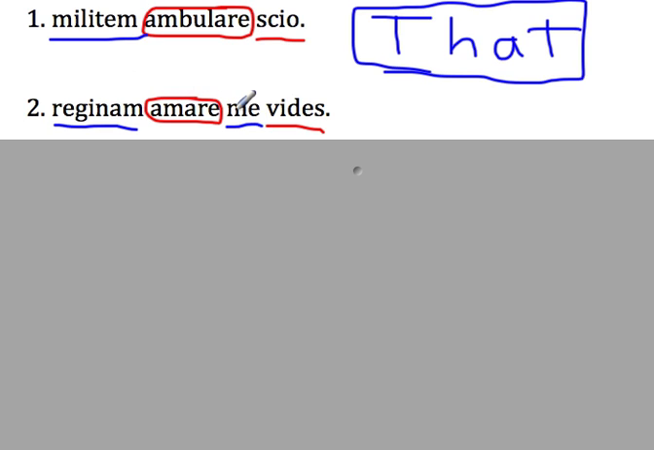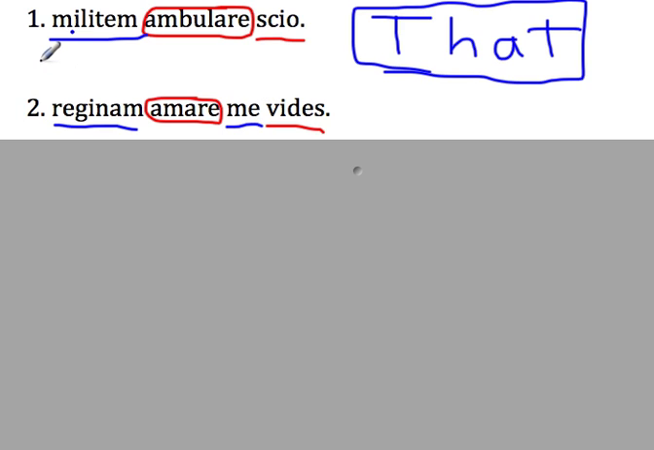That sounds weird in English. How about you see that the queen loves me? So again, we took this infinitive and we translated it as if it were a normal verb and not an infinitive at all. And we inserted the word that. So, here's a good question at this point. How do we know to do this? How do we know that these two are what are called indirect statements? And how do we know that they should be translated in a special way?